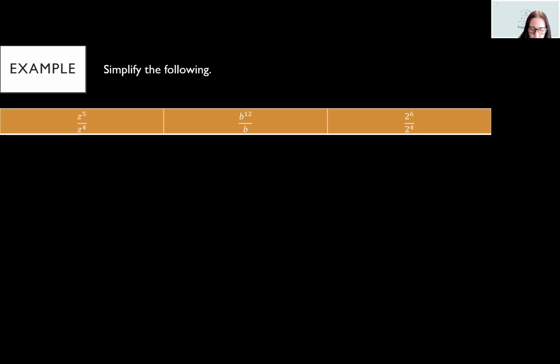So we'll start with the one on the left. I have z to the fifth over z to the fourth. So we subtract the exponents top minus bottom. So this equals z, that's a really bad z, and you subtract 5 minus 4. So 5 minus 4 is 1, so it's equal to z to the first power, which we just write with our variable z. If we have an exponent of 1, we usually don't write it.